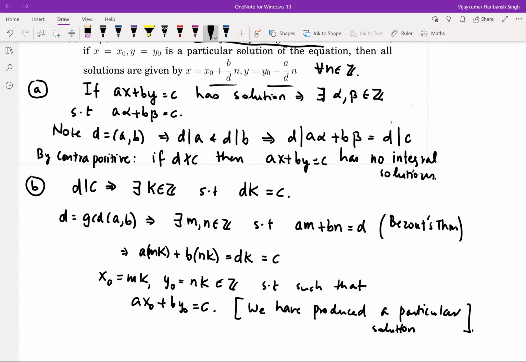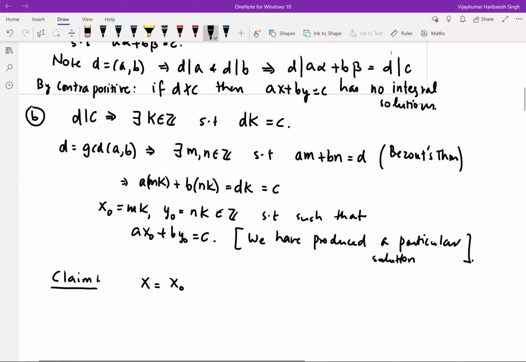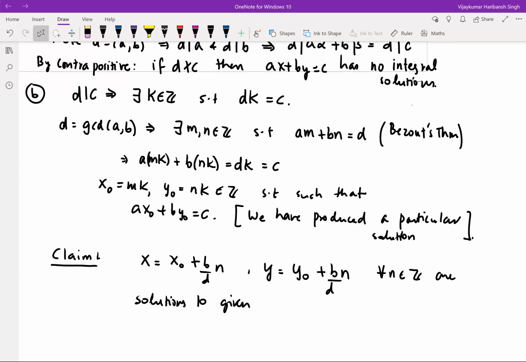Now we want to show the second part, in two steps. Claim 1: x equals x naught plus b by d times n, and y equals y naught plus b by d times n, for all n belonging to Z, are solutions to the given linear Diophantine equation. Sorry, I said linear differential equation, my bad. The given linear Diophantine equation ax plus by equals C.